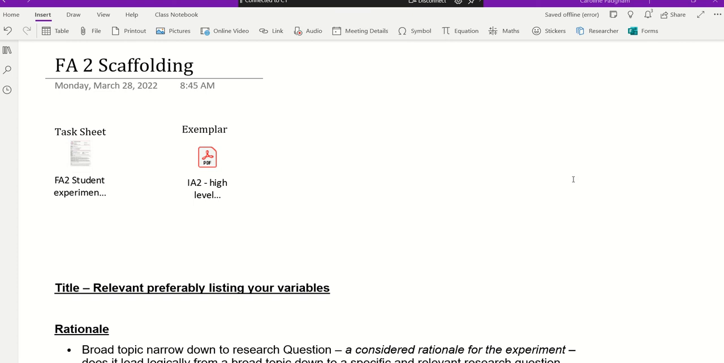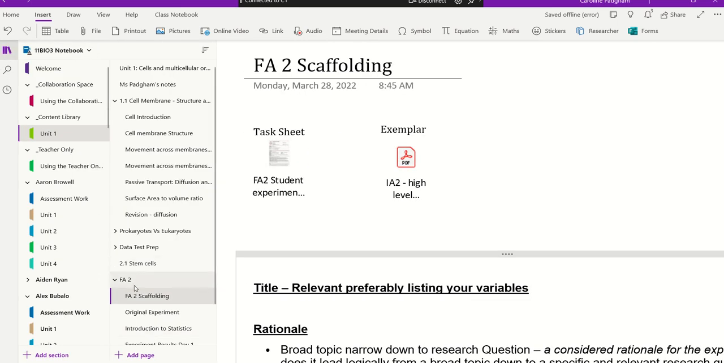Okay, year 11. Today's lesson, we're going to talk about our FA2. What's it going to look like? All right, so your task sheet, I'm just on your OneNote right now. Under FA2, it's the first tab. Your task sheet is on here as well as an exemplar.